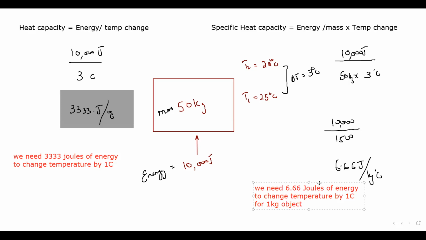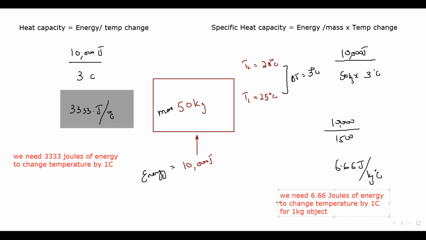So that is the meaning: you need 66.6 joules to change temperature by 1 degree for 1 kilogram. This whole object was 50 kilograms, but when we talk about 1 kilogram, how much energy is needed, we call that specific heat. But when we talk about the whole object, we call that heat capacity. Is the difference between heat capacity and specific heat capacity clear? Anyone having a doubt or a question?